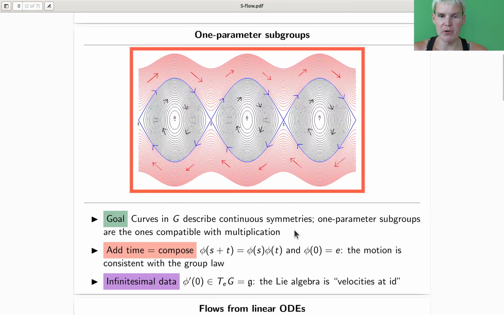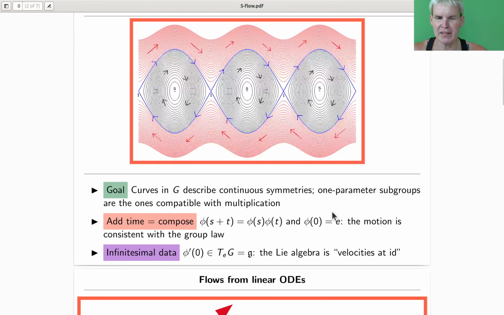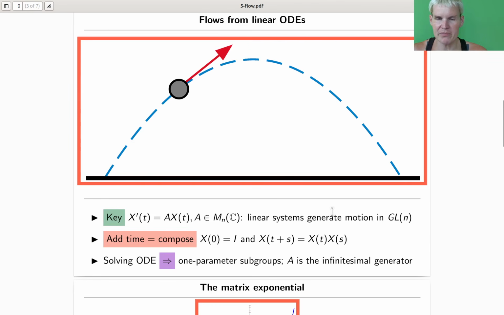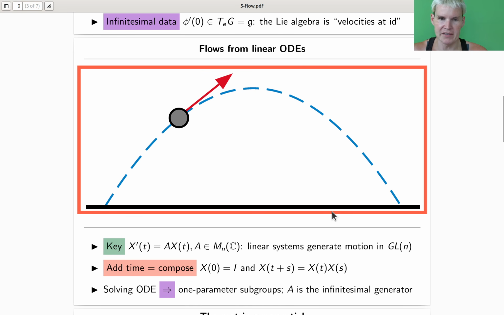And usually we also want this to be smooth, because G is smooth. Nothing too crazy, but somehow something that reflects our Lie group itself. And where does it come from? Essentially, it comes from the idea of solving ODEs.